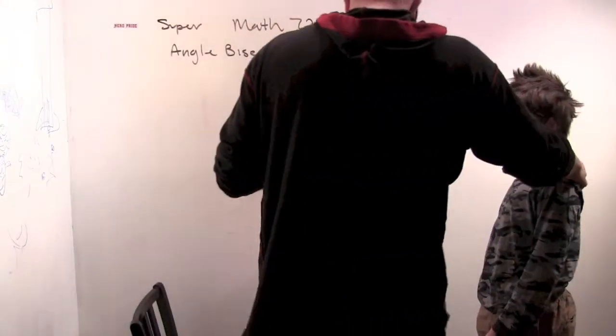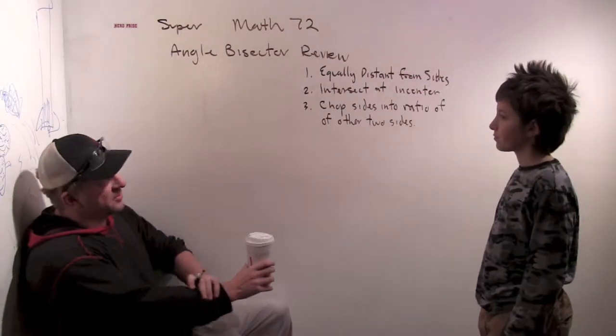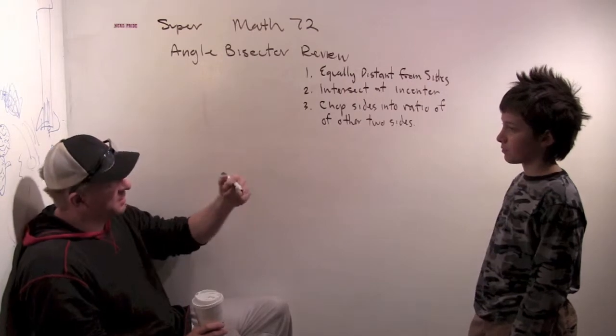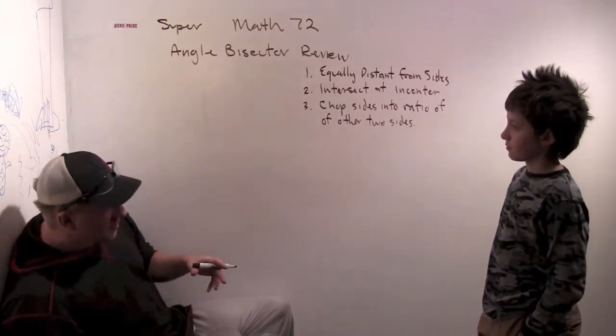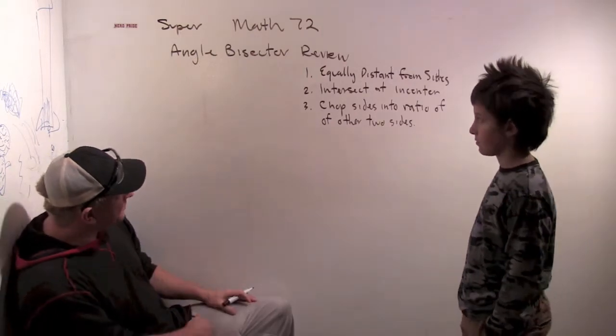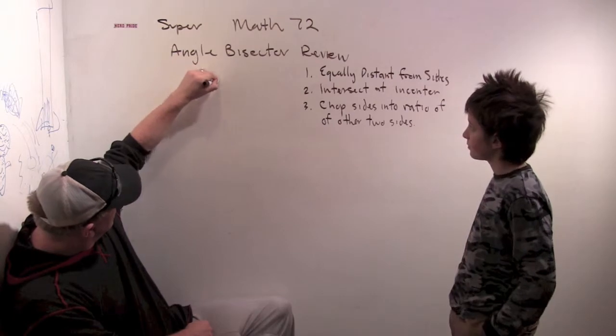SuperMath number 72. So we did a little review on angle bisectors today. The next section is about constructing angle bisectors, but we're still in the challenging problem section. And we found a challenging problem about angle bisectors. So angle bisectors have three important properties.